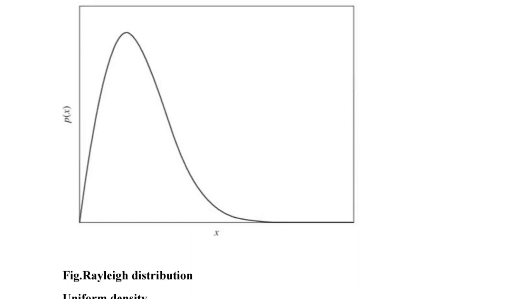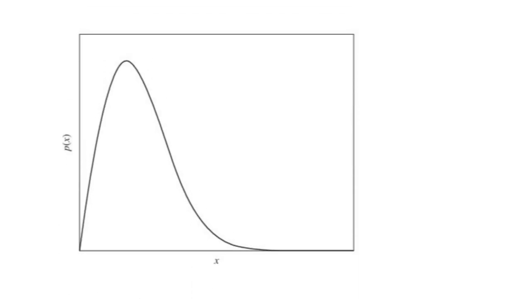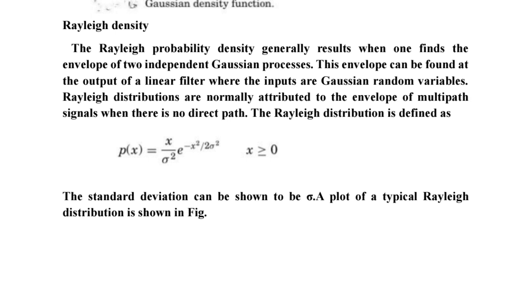Now, see the curve for the Rayleigh distribution. At the starting point of x itself, we have the high peak value, and slowly it decreases, and after the mid portion of x it goes to 0. That is the curve for the Rayleigh distribution, with the high peak value early on. So this is called the Rayleigh density. Remember, whenever there is no direct path for the multipath signal, we can analyze it using this Rayleigh density.